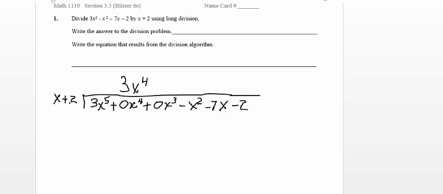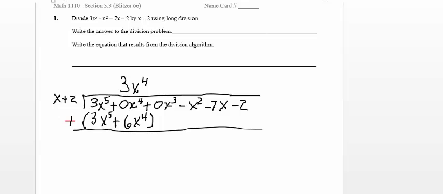3x to the 4th times x gives me 3x to the 5th. 3x to the 4th times 2 gives me 6x to the 4th. I'm subtracting, so I can change this to an addition if I change the signs of what I was subtracting. Now I can add. The first addition is 0. The second addition gives me negative 6x to the 4th. Since my divisor has two terms, I want to bring down one more term. So I bring down the 0x cubed. And I repeat the process.